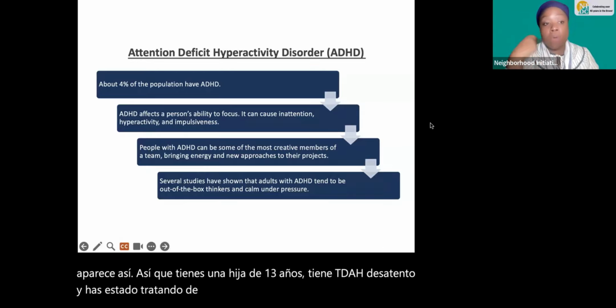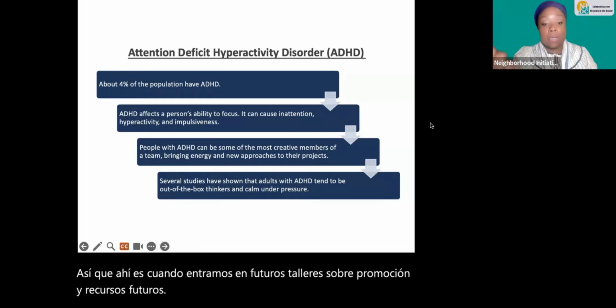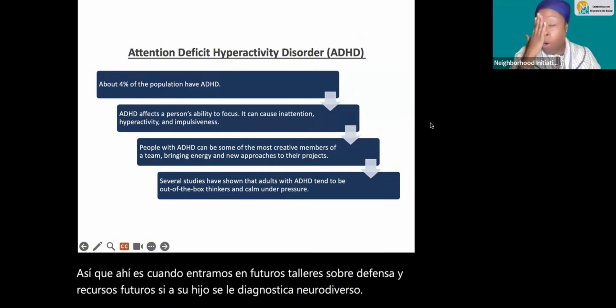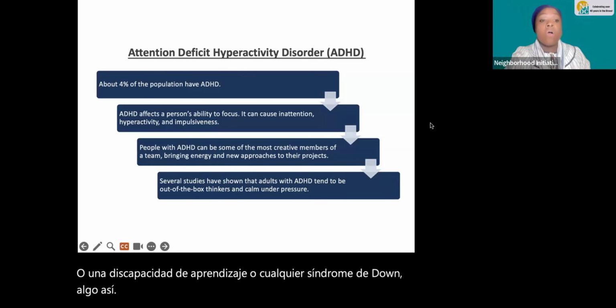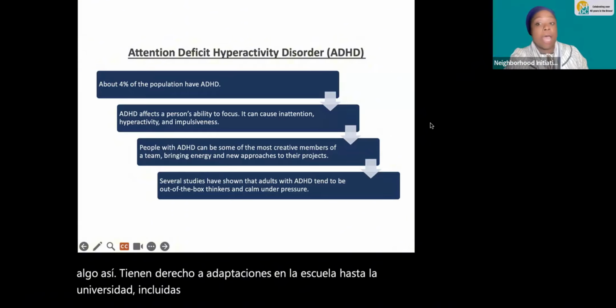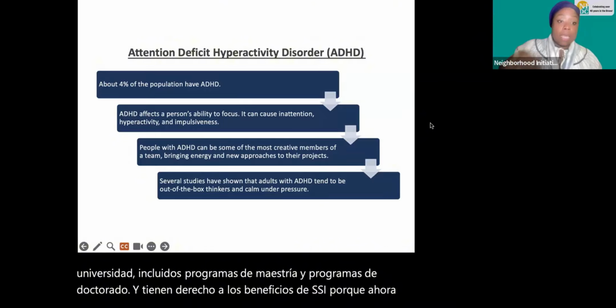So that is when we go into future workshops about advocacy and future resources. If your child is diagnosed with a neurodiverse condition or a learning disability, or Down syndrome, anything like that, they are entitled to accommodations in school all the way up to college, including master's programs and PhD programs, and they're entitled to SSI benefits because now there may be extra expenses.